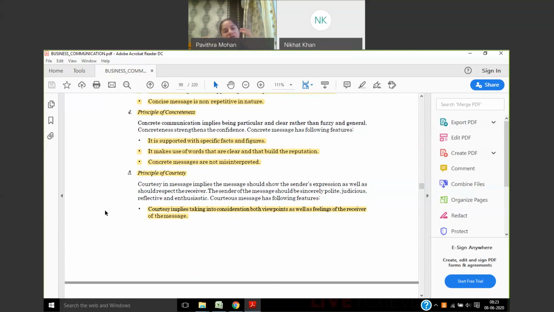In January, northwest, south, east, what happened in February, and what happened in March. Okay, I can give it in the form of a bar graph or something like this. It becomes easier for the interpreter rather than going for written words. Okay, it makes use of words that are clear and that build the repetition. So what happens over a period of time, if you follow a particular pattern and give the information in the same pattern, it becomes easier for you to build reputation in the organization.